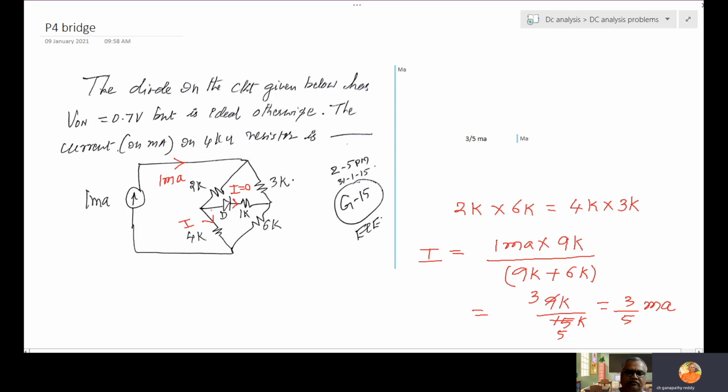Because bridge is balanced, diode is open, this path is open, current is 0. So 2K, 4K series; 3K, 6K series. This 1 milliampere is dividing between two parts. So simply use the current division and find out.